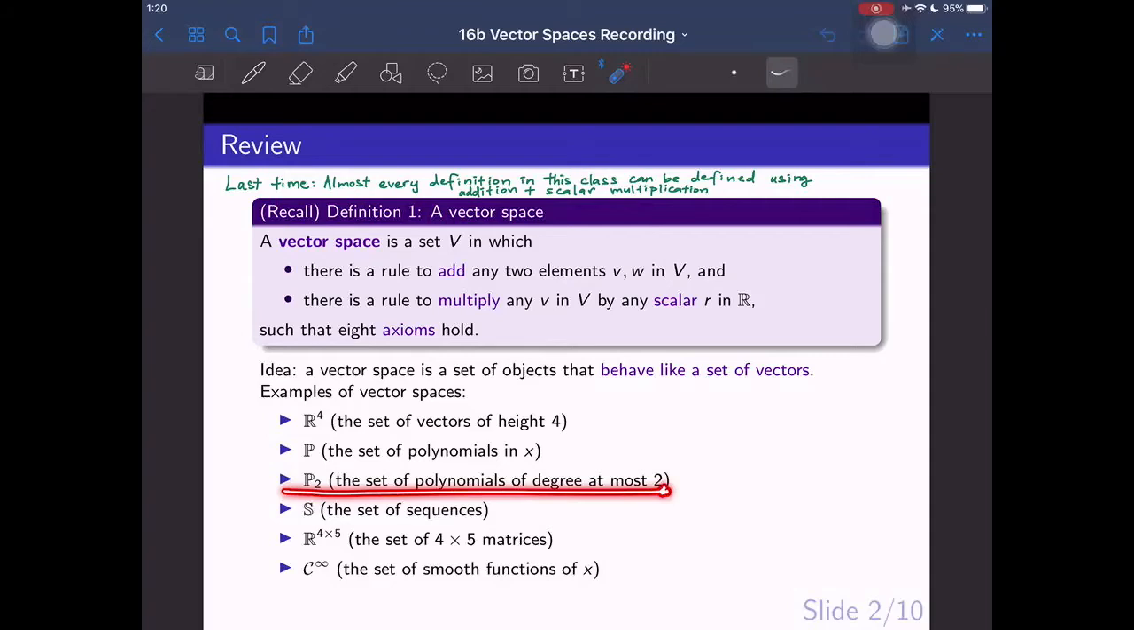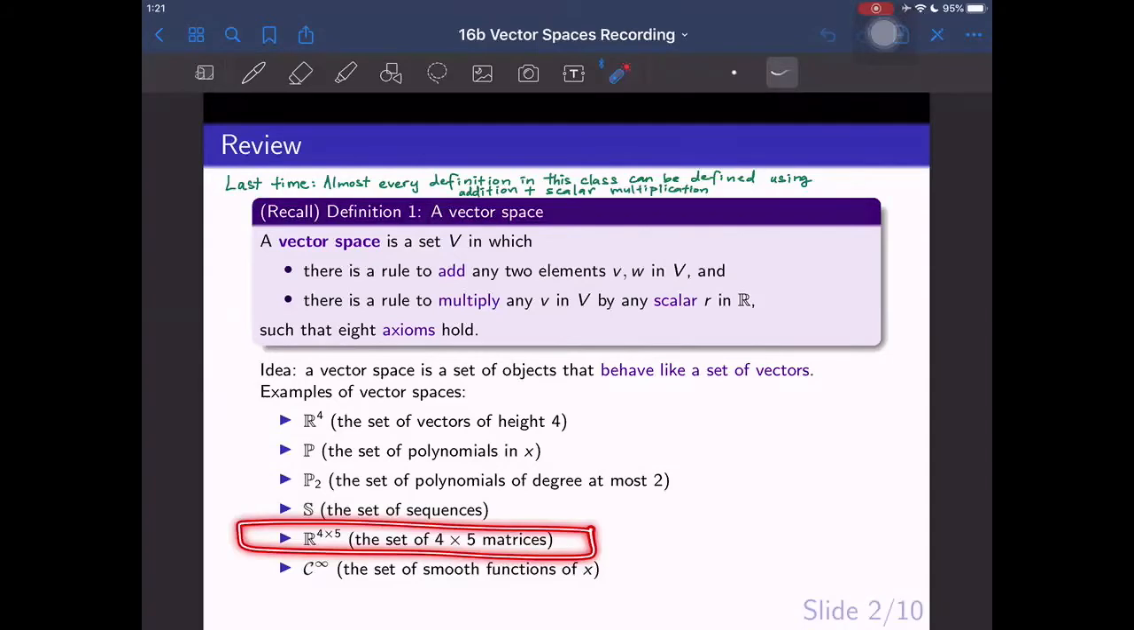Addition and scalar multiplication are defined the same way as in the bigger set P, the set of all polynomials in X. The set of sequences is also a vector space. You can add two sequences term-wise, and you can multiply a sequence by a number, also term-wise. The set of matrices of a fixed size is also a vector space. For example, the set of matrices of size 4 by 5 is a vector space.